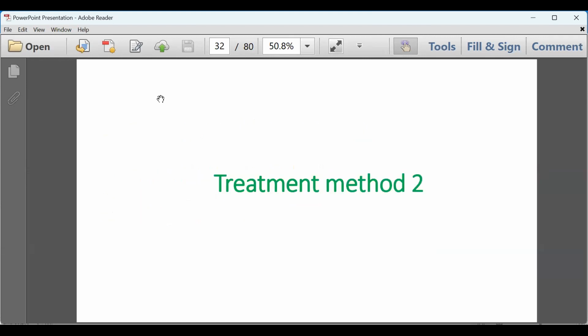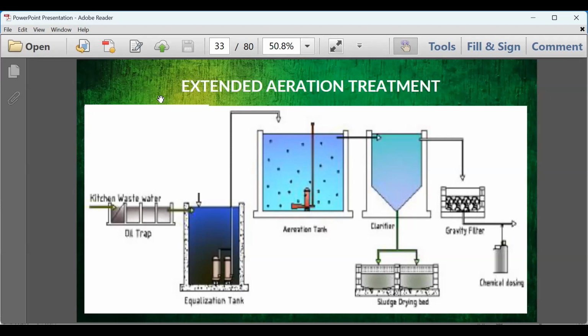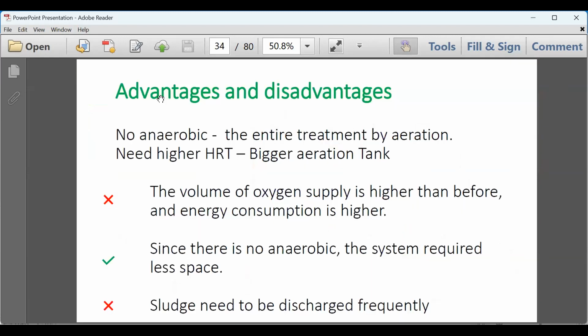Then we move to treatment method number two. It is extended aeration. You can see now anaerobic part is not there. Therefore, entire treatment needs to be completed by aeration. Since no anaerobic, aeration tank becomes big, but construction cost is less. Oxygen requirement is higher than the previous because total treatment has to be done by aeration. Therefore, power consumption is high. Sludge also needs to be discharged very frequently.